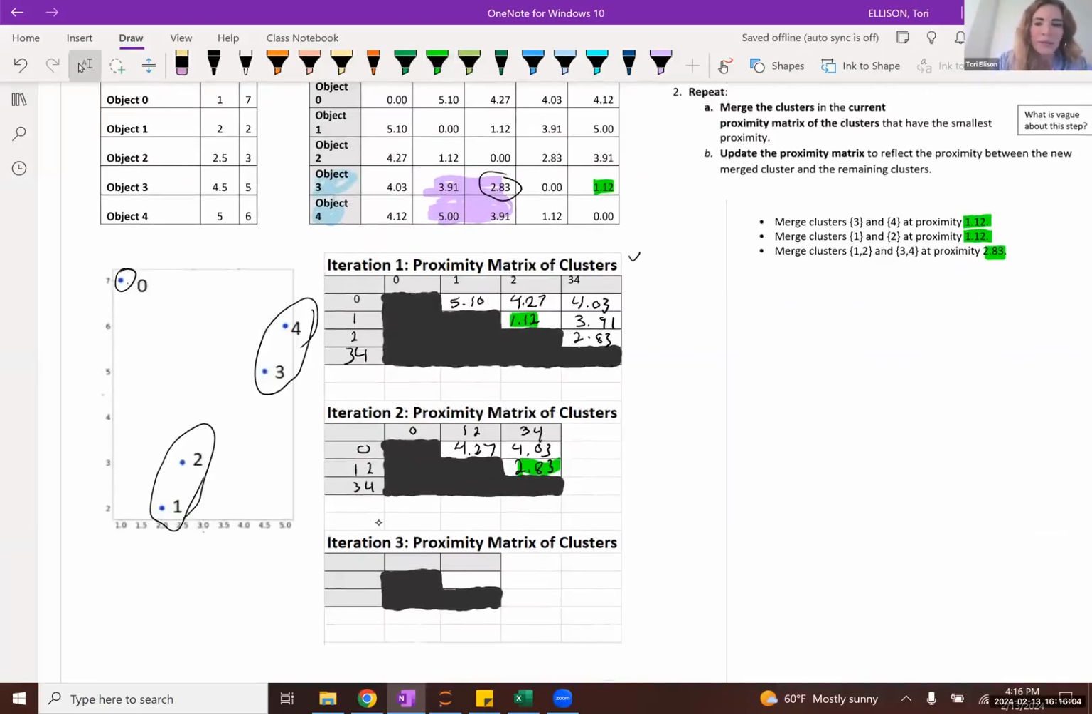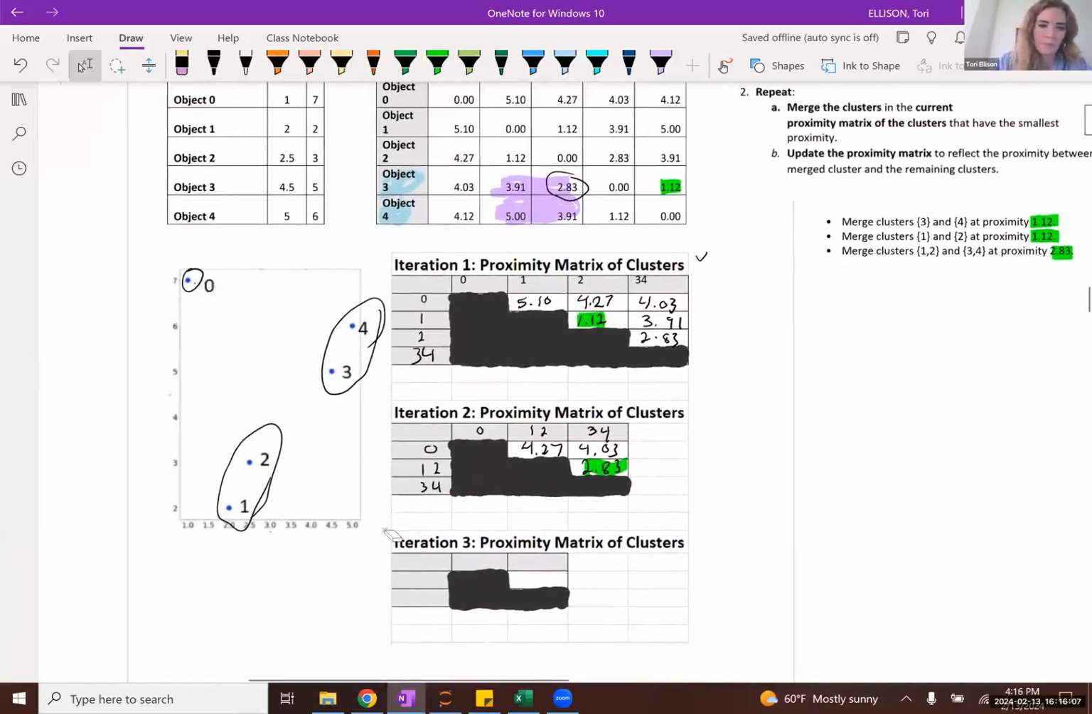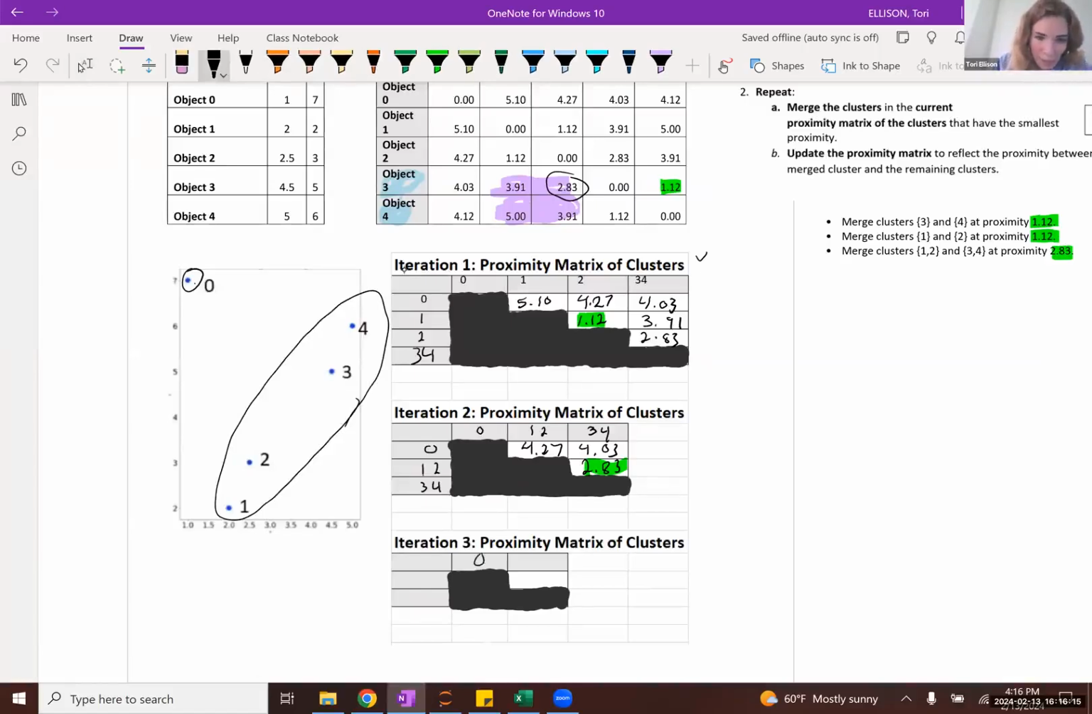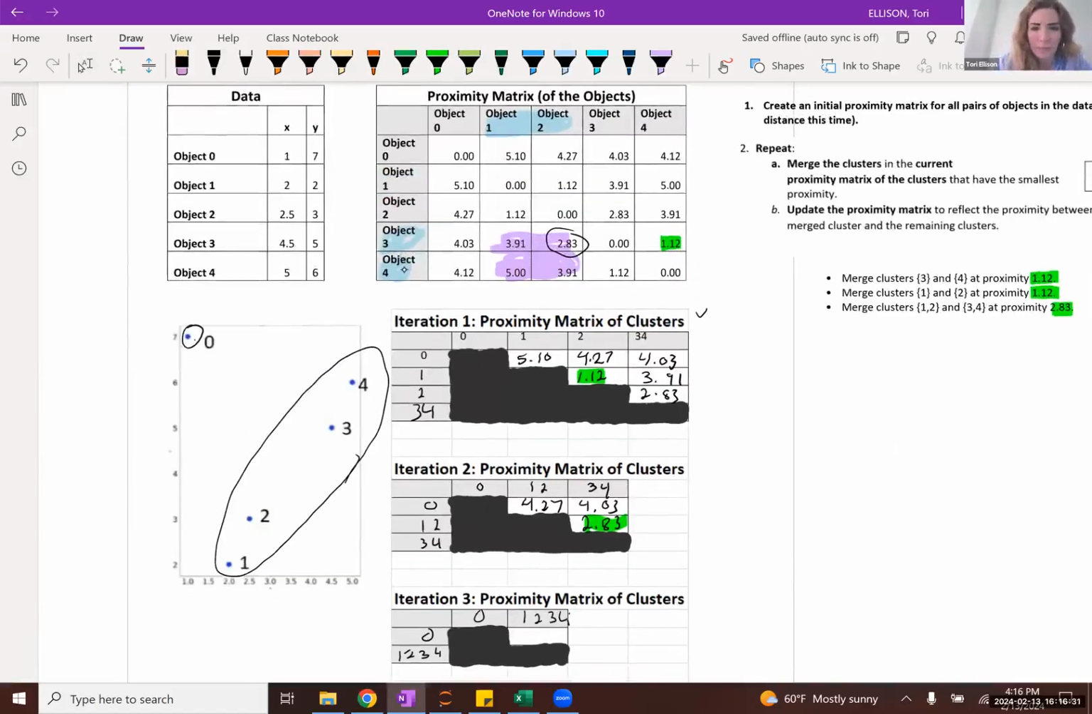And so we merge those 2 clusters together. So now we have just 2 clusters left. And so the next step is to re-update our proximity matrix. We have 0, and then 1, 2, 3, 4. And the final step is to determine what is the distance between cluster 0 and cluster 1, 2, 3, 4.